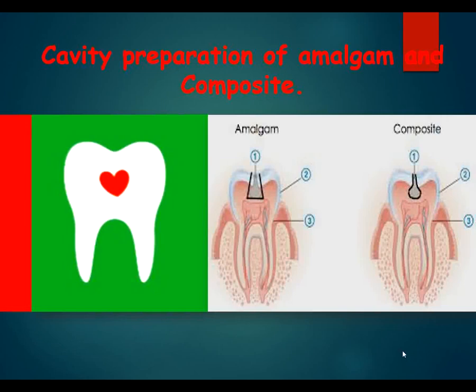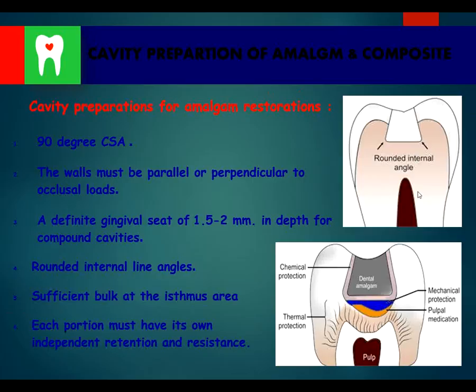In the picture you can compare the tooth preparation of amalgam and composite. Here you can see we have to make a proper cavity for amalgam restoration, and in case of composite there is no need to make a proper cavity. We have to just remove carious lesions and put composite over it after etching and applying adhesive.